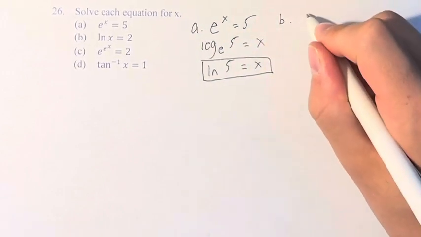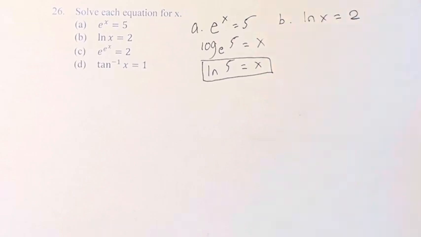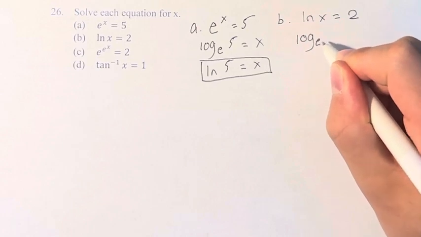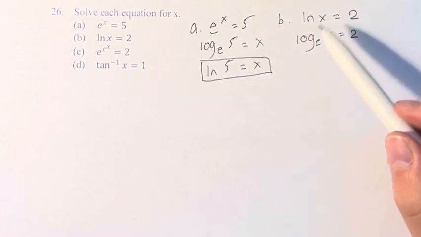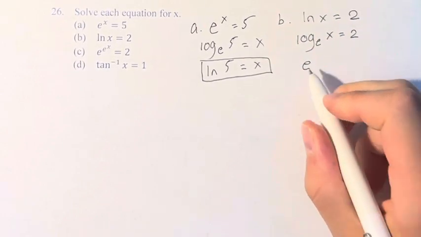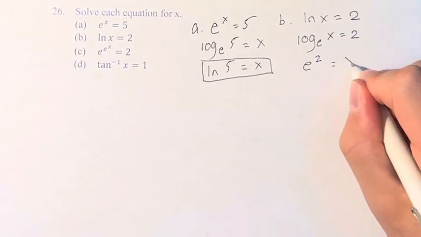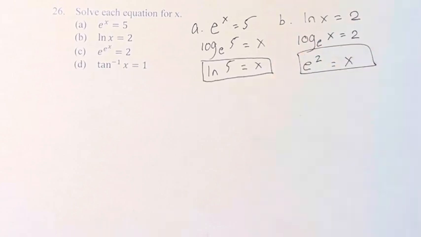B, ln of x equals 2, right? We're doing the opposite thing. ln, like I said earlier, is log base e, so log base e of x equals 2. The base remains the same, e to the second power equals what's inside the logarithm, x. So x equals e squared.